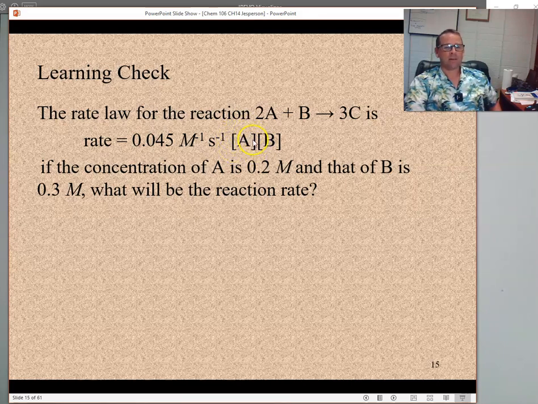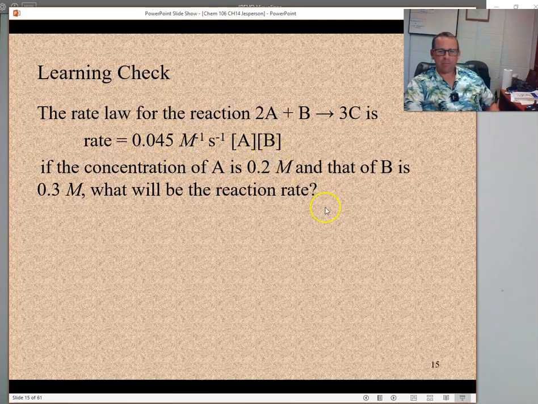The brackets are a way of expressing concentration. So when we see those brackets, we're saying the concentration of A. So the rate of this reaction here, 2A plus B equals 3C, can be determined by taking this rate constant, multiplying it by whatever the concentration of A is, and the concentration of B.